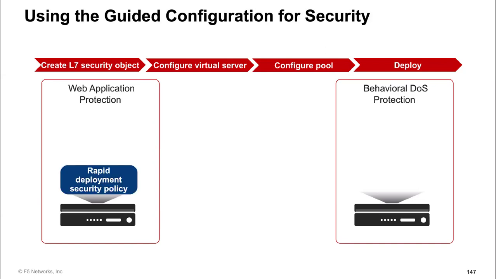So under the hood, the policy guidelines for guide configuration for Advanced WAF is really the same as rapid deployment. So if you use guide configuration policy, the default policy will be rapid deployment. And if you're doing behavioral DoS, then you would use the layer 7 DoS profiles for behavioral DoS protection.